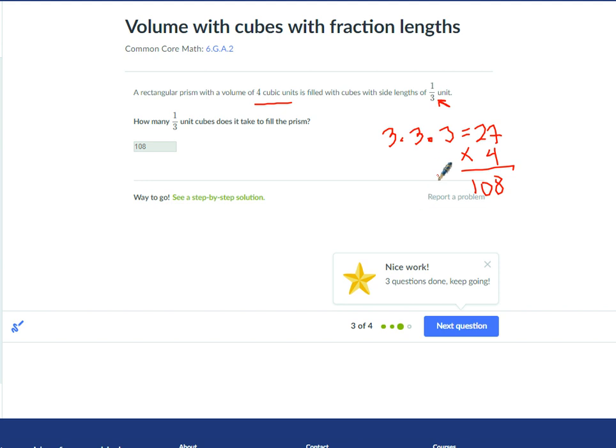I did the first part so you have a conceptual understanding, but if you take the denominator and multiply it by itself 3 times, and then multiply by the volume, that will tell you how many cubes it takes to fill that shape.